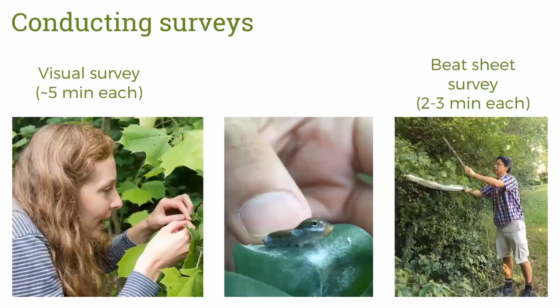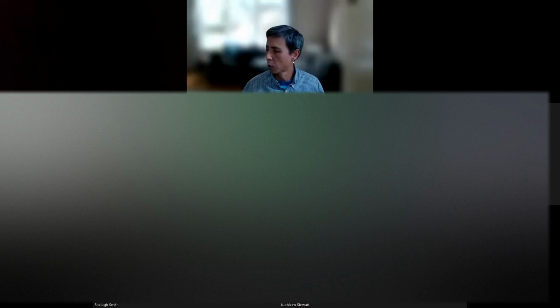Okay. Let me give you a sense a little bit more about what the survey process itself looks like. There are actually two different methods, a visual survey and a beat sheet survey, and each one has its pros and cons. I'm just going to stop sharing and give you a more visual sense.